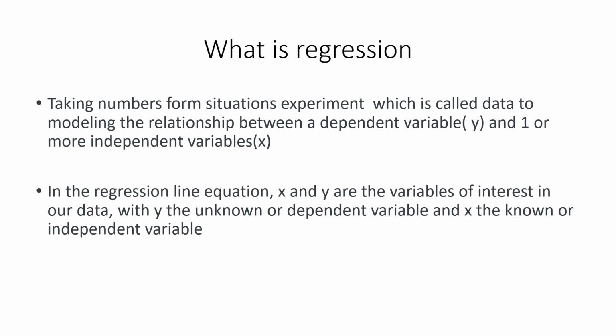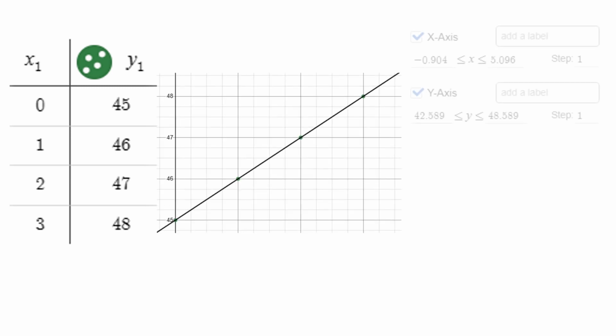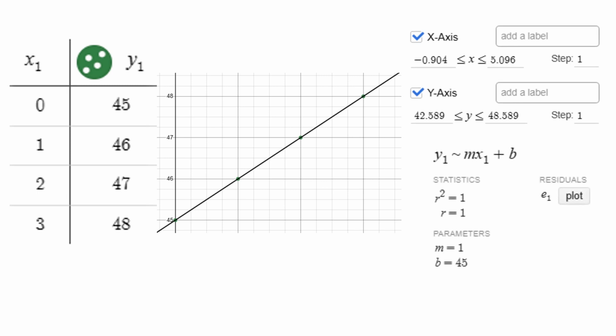Regression, as I have told you before, is taking notes from a situation, referring to the experiments, called the data, and when we get the regression, we just model it. So here's the data. Now I'm going to model the regression. Well, I have a regression model. So the graph, we already did this before.